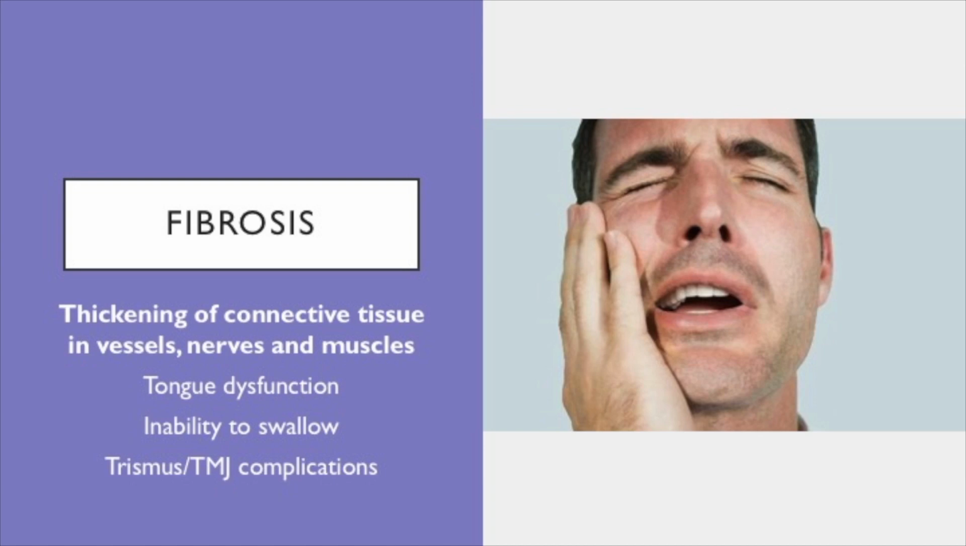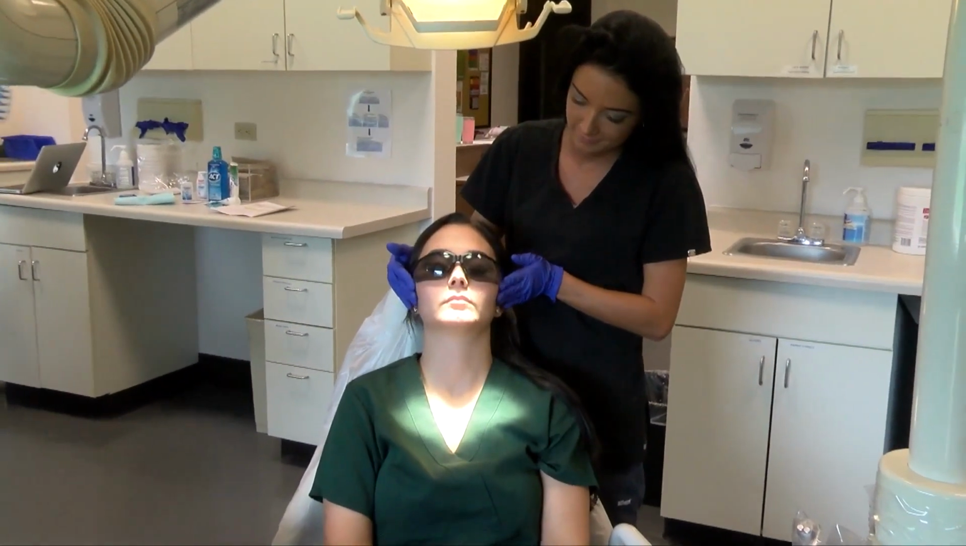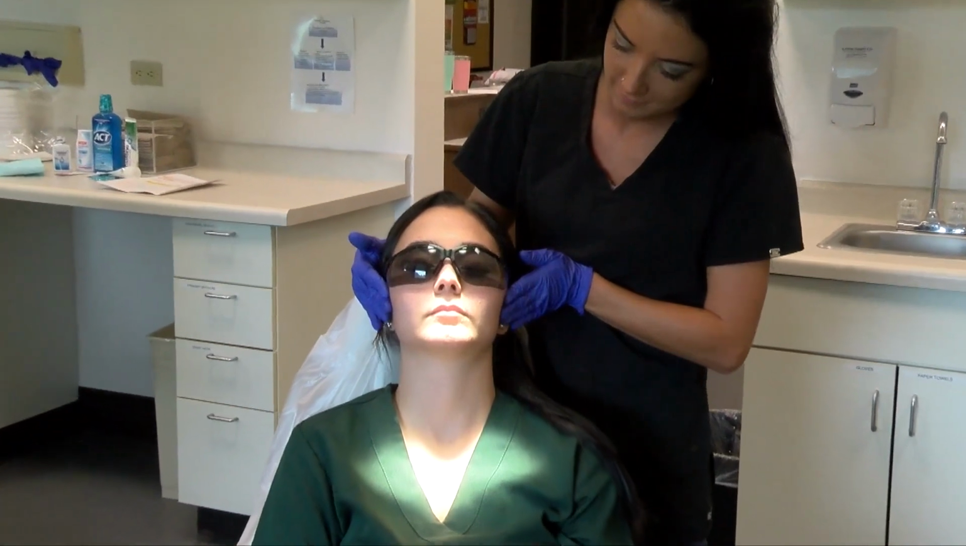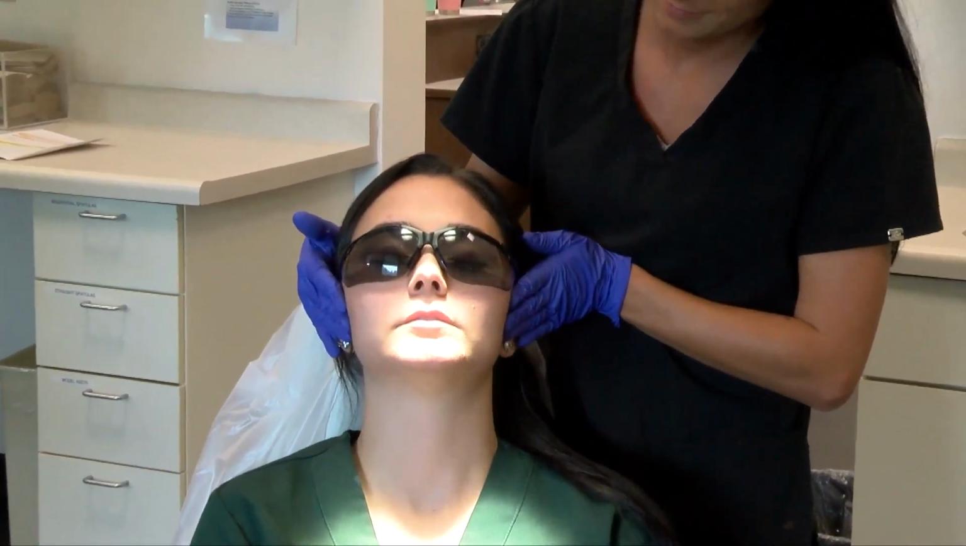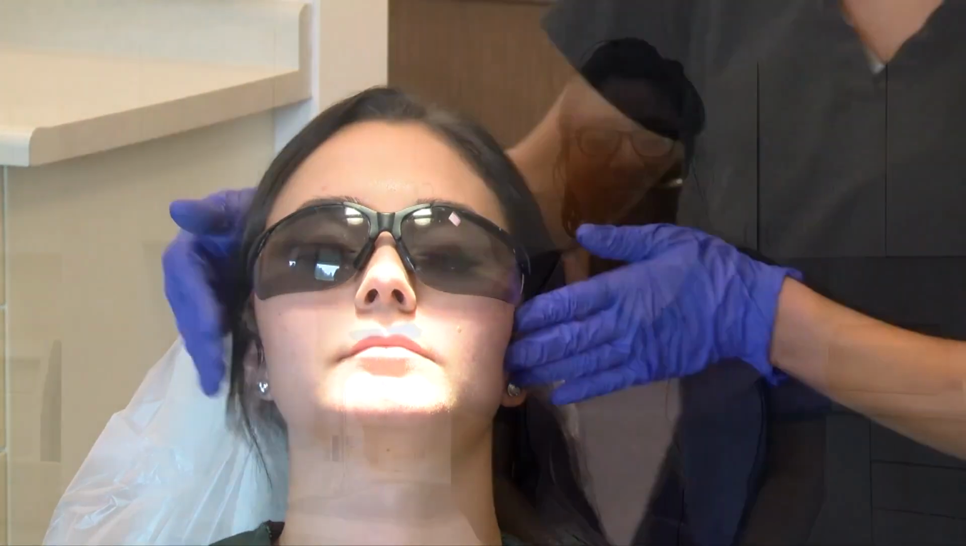Fibrosis can also cause trismus, commonly known as lockjaw, as well as temporomandibular disease. Palpate your patient at the TMJ and ask them to open and close. Feel for any abnormal clicking or popping that could indicate signs of disorder.